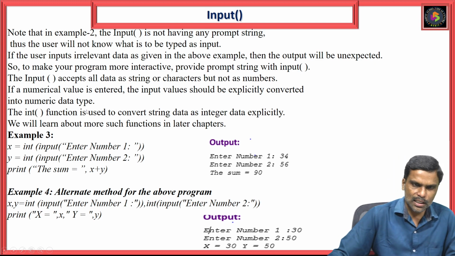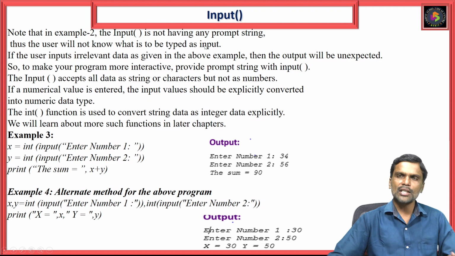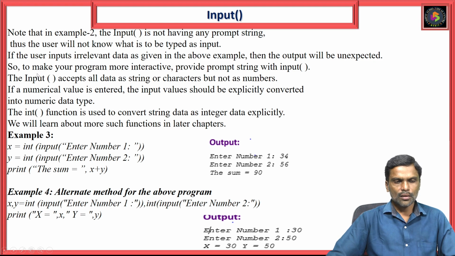Here, see what changes we have to observe from this. Note in example 2, input is not having any prompting string. Thus, the user will not know what is to be typed as input. Whatever you enter as input, that only will be displayed, but it is not asking on the screen. So, to make the program more interactive, provide the prompting string with input.